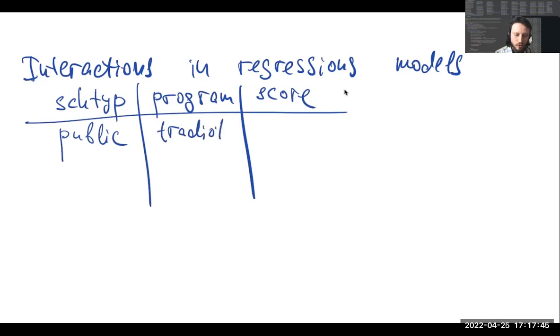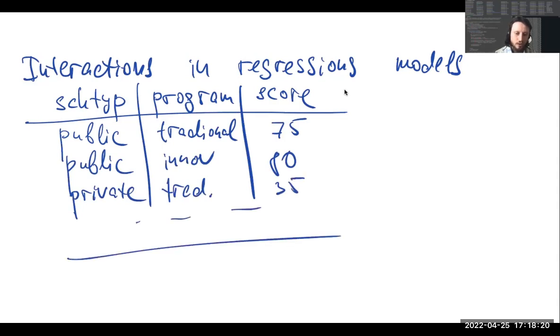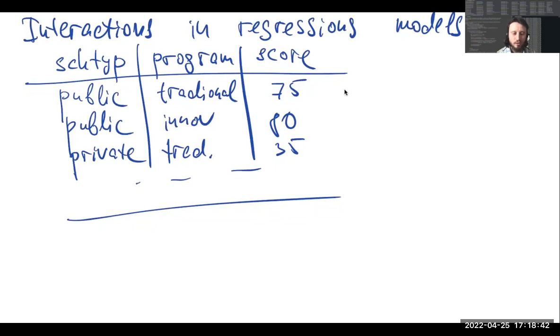For example, we have a student from public school who uses traditional program, and their score is 75. And there is another student with innovative program, and their score 80. And we have some students from private school with traditional program, and their score is 35, and so on. We are interested in how different values of these two variables affect this score. And we can consider two different regression models. Okay, probably more than two, but you know, we can consider the basic regression model, something like this.